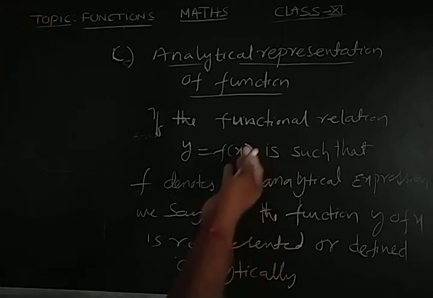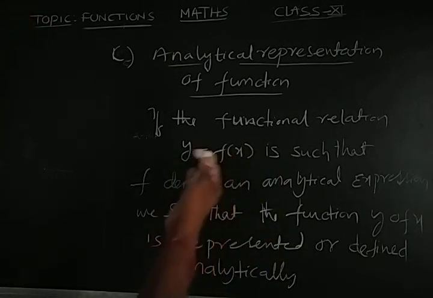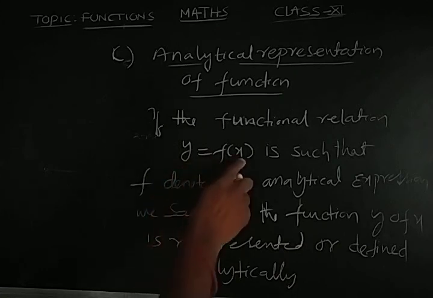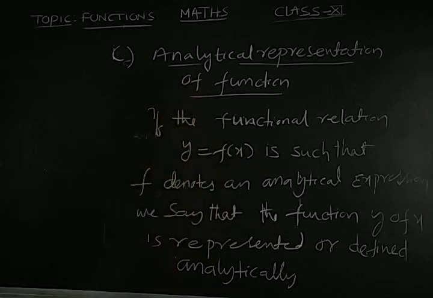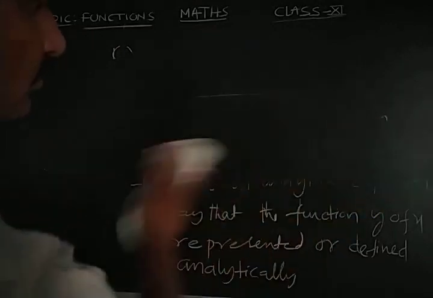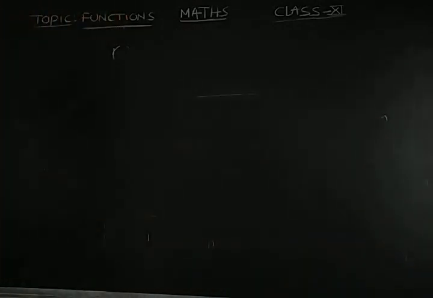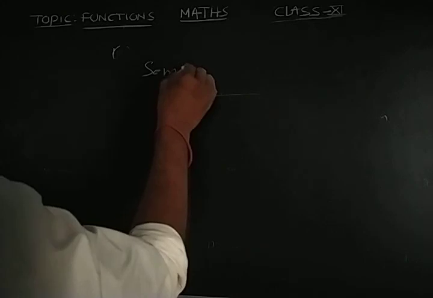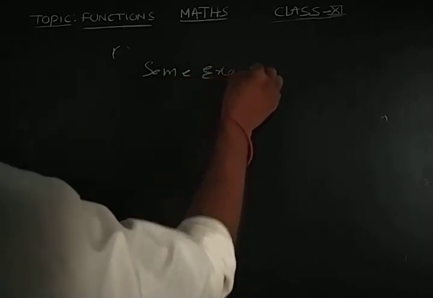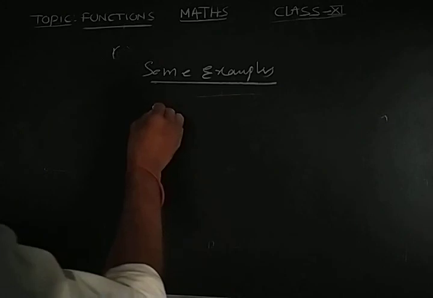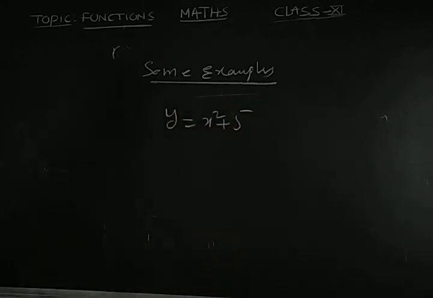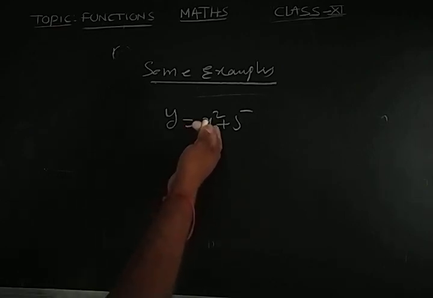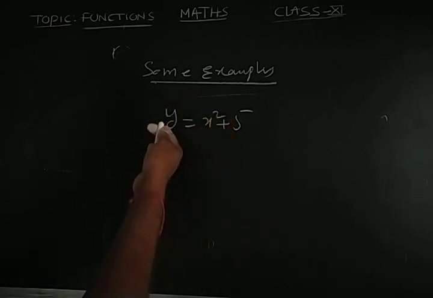So the representation of a function can be written as an equation, y equal to some expression in x. Already in the previous example, y equal to x is an analytical representation of a function. For example, y equal to x square plus 5. Now it is an analytical representation. Here x is the independent variable, and by substituting x values you will get y values.